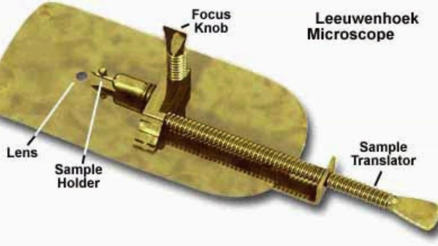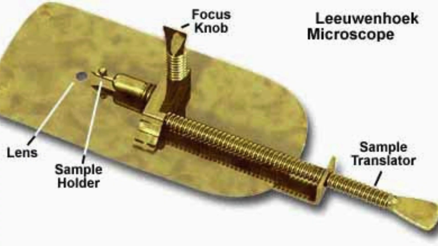Structurally, it's made of brass. Firstly, the handle has a sample translator for height adjustment. Secondly, there is the focus knob. It was used to adjust the distance between the specimen and the lens, to bring the image into sharp focus. Thirdly is the sample holder pin. Finally is the single lens.